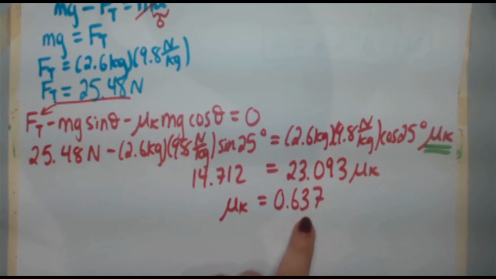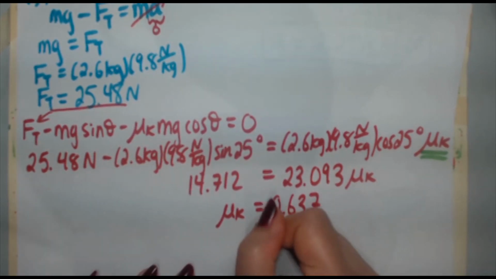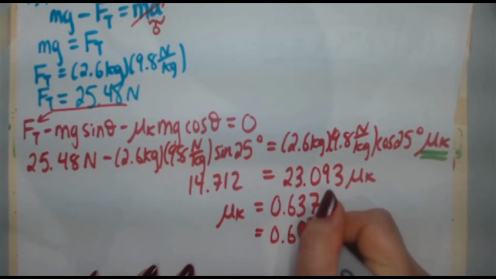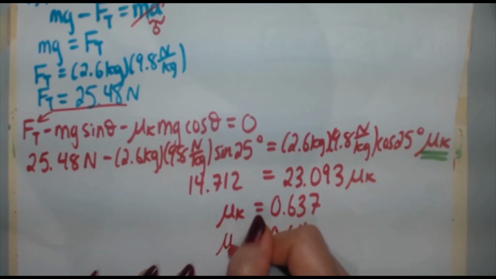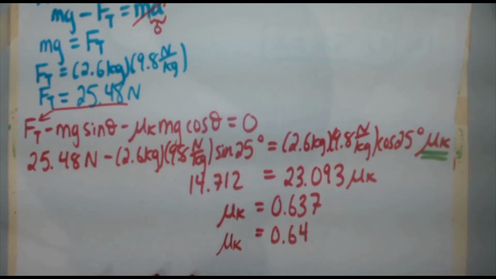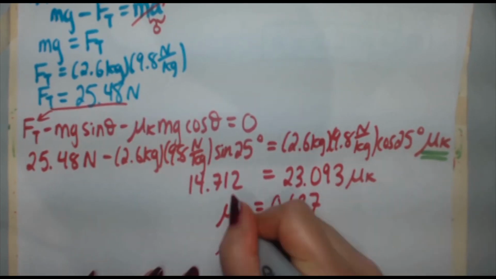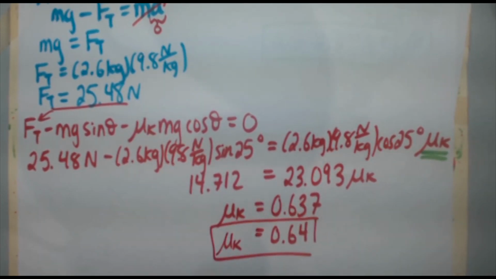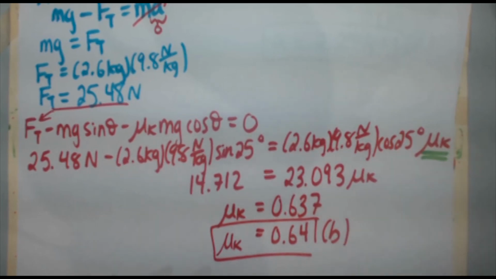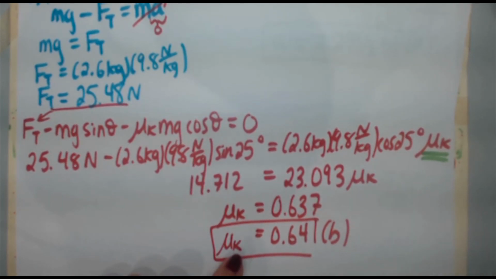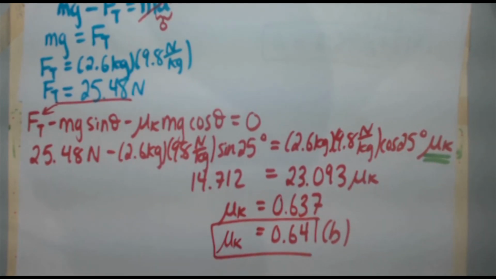We have to make sure we round this to the correct number of sig figs. The least accurate value in our problem, in fact, in this case, it was all the values, only had 2 sig figs. So we round this to 0.64. And as always, the coefficients of friction are unitless. So you don't put a unit, it's simply a ratio. So there is your answer for part B. In order to keep the system from accelerating, that is your coefficient of kinetic friction.